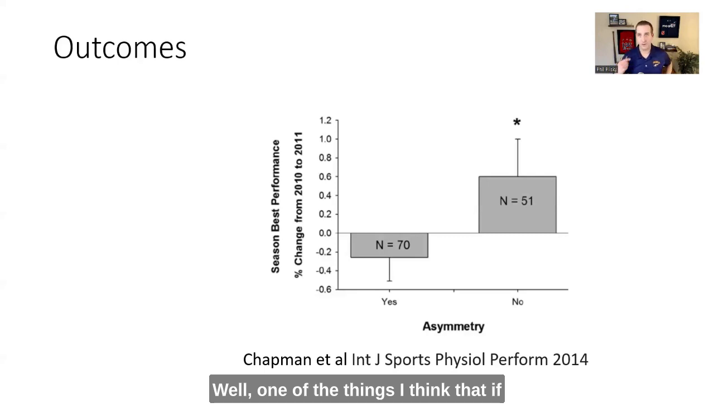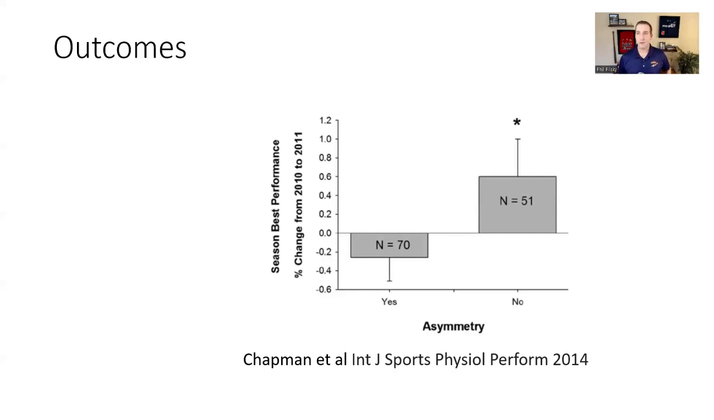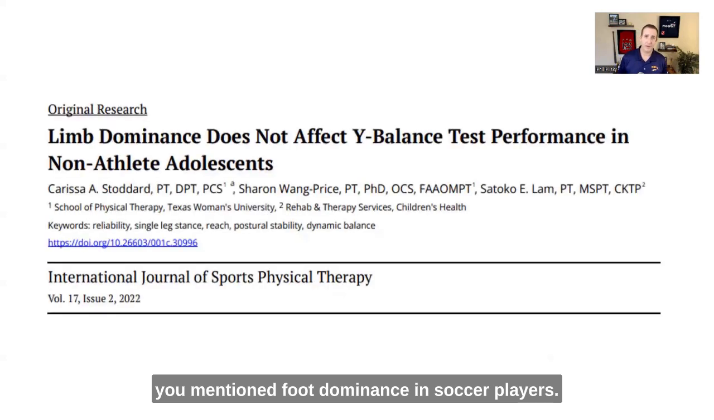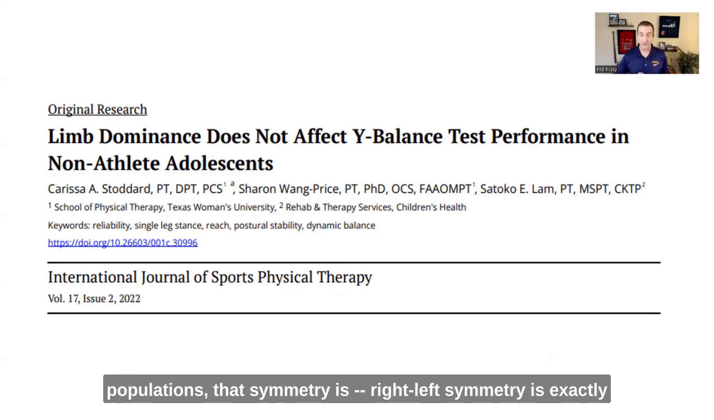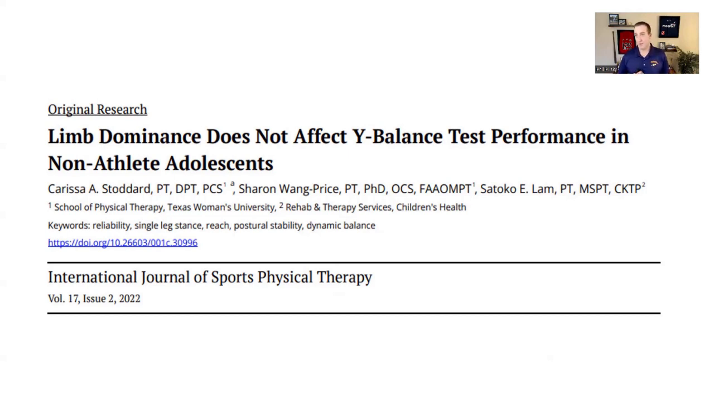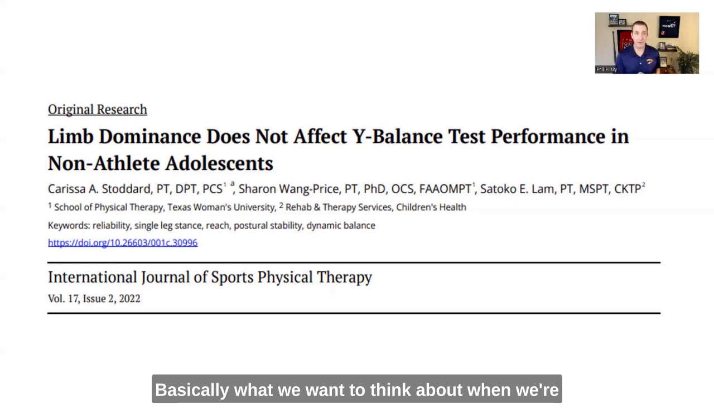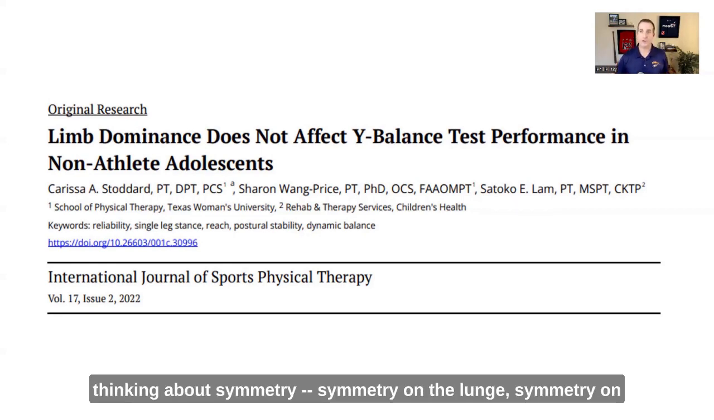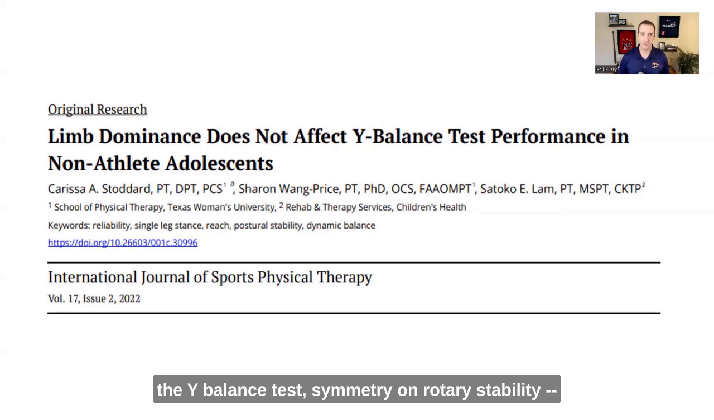One of the things I think, if we take it to the next level, you mentioned foot dominance in soccer players. There's a good amount of research on the Y balance test lower quarter that says that in non-athletes, in soccer players, in a bunch of different populations, right-left symmetry is exactly the same, and limb dominance doesn't affect it. So basically what we want to think about is symmetry on the lunge, symmetry on the Y balance test, symmetry on rotary stability.